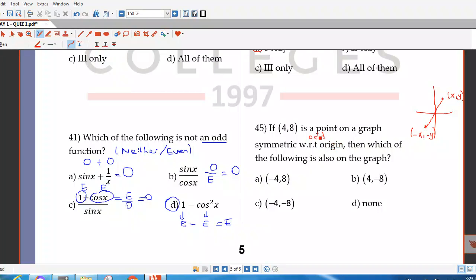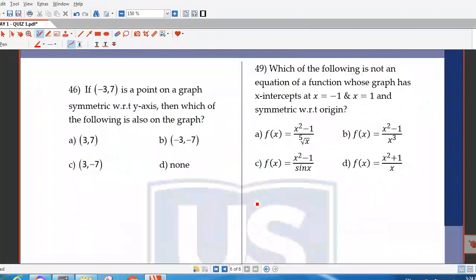Whenever we are talking about an odd function, if a point is given, you should change the sign of both components. Negative 4, negative 8 will be the answer. If we apply the same logic here, we are talking about symmetry with respect to y. A point is given, we are looking for the other point. Again, any point on the coordinate plane can be written as x, y.